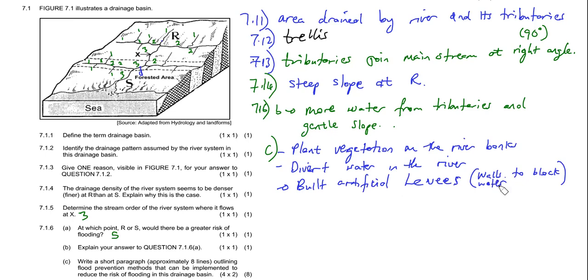So we can channel the water. When you build the walls, we are trying to channel it towards S there. We can build some walls that keep water from getting to where people stay, because remember, the flooding has to affect us humans and the ecosystem. So we try to divert the water, or build artificial levees that will block the water in the system.